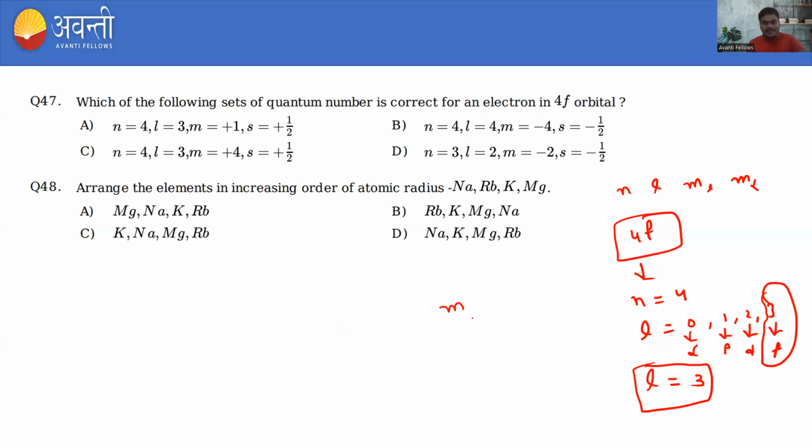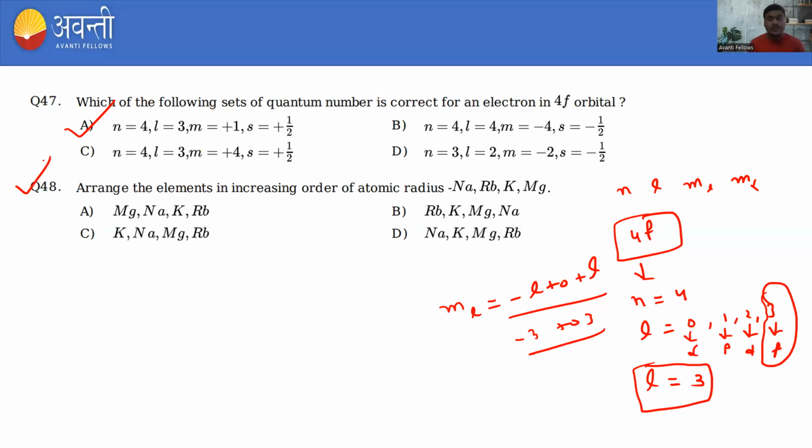And we know that ml values range from minus l to plus l. If l is 3, then ml ranges from minus 3 to plus 3 only. So only this one is correct, because ml cannot be 4. ml can be minus 3, minus 2, minus 1, 0, 1, 2, or 3, but it cannot be 4 because l is only 3. So the correct option for question number 47 is A.